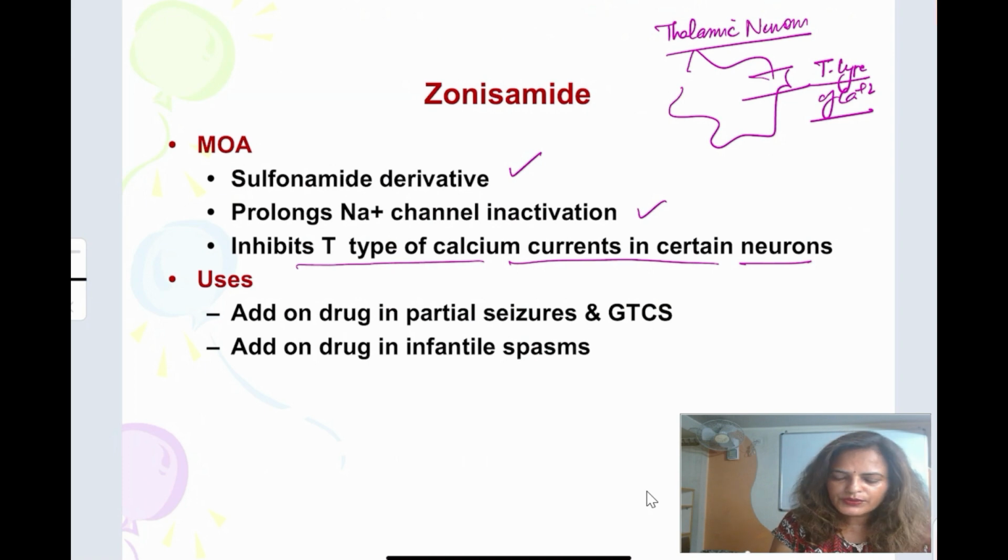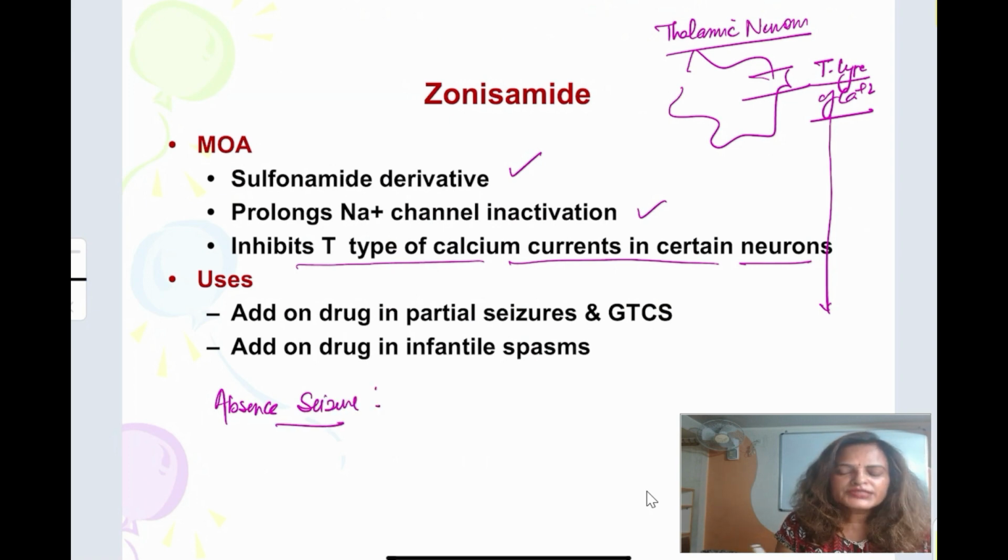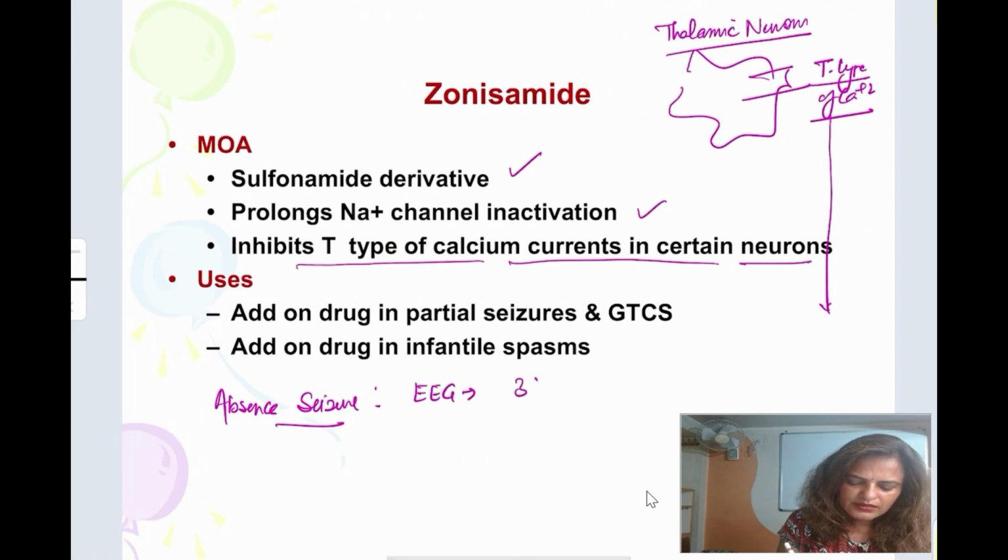In my previous video, I have explained the significance of this T type of calcium channel. So what happens in the absence seizure? If you see the EEG, they show a characteristic synchronous 3 Hz spike and wave pattern, or wave and spike pattern you can say.